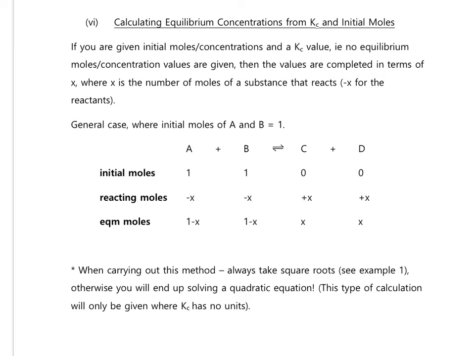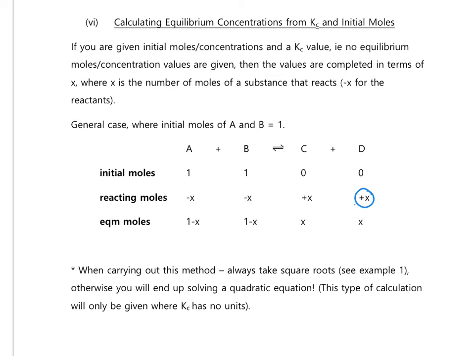So this one is a wee bit simplified in that it doesn't have any balancing numbers. Say, for example, you've got a question where A plus B reacts to give C plus D, and your initial moles of A and B are 1. What we've done is, for D, we've taken the reacting moles to be plus x. We don't know what the equilibrium moles are, so we've taken it as an unknown.